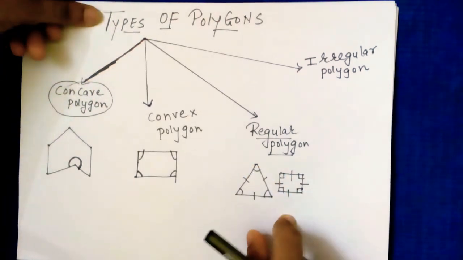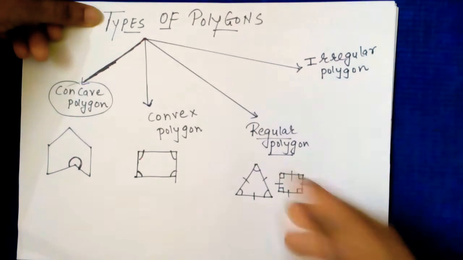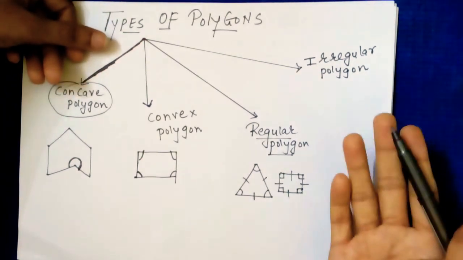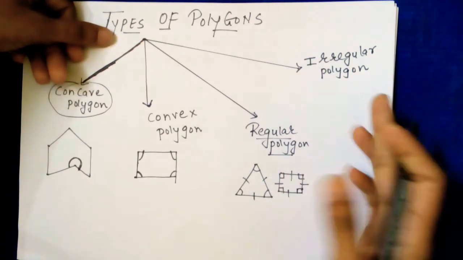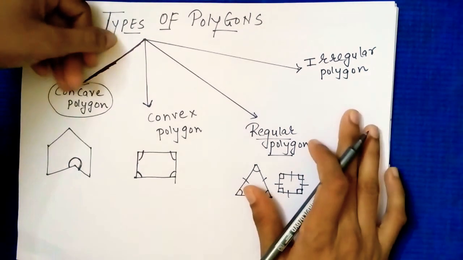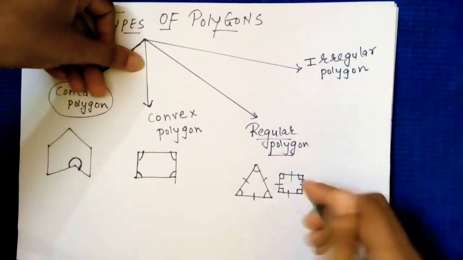Now moving ahead to irregular polygon. Irregular polygon is just opposite of regular polygon. Here all sides and angles are not equal. You can take your own example.